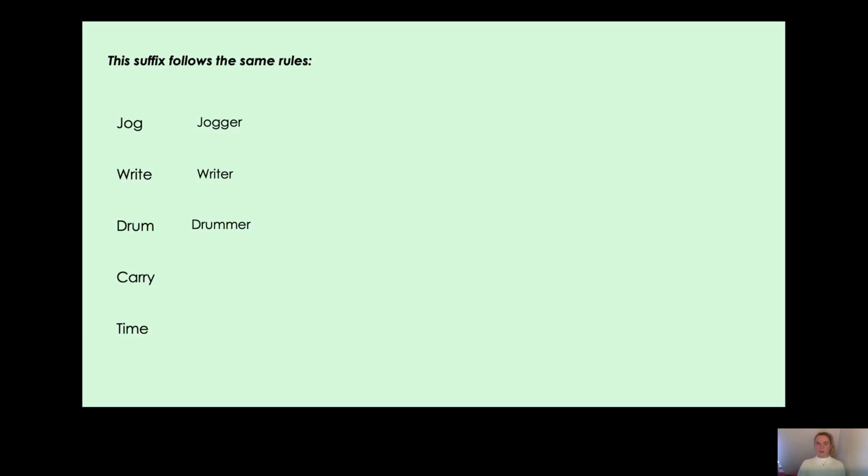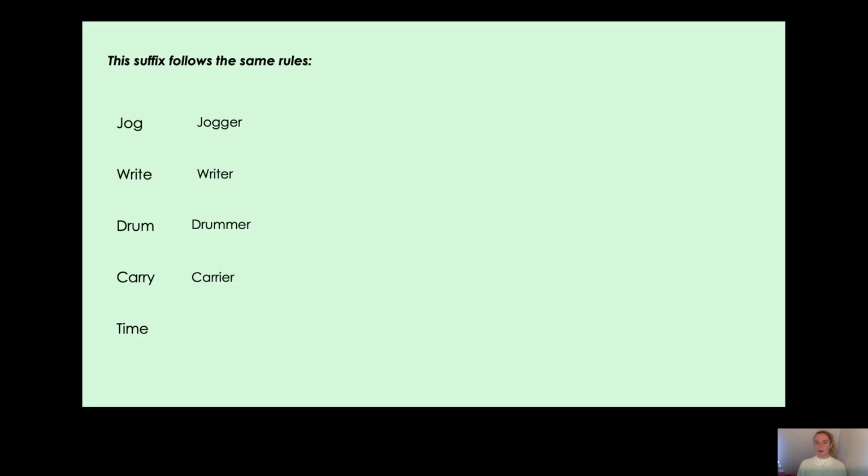There we go. Now carry, the verb carry, to carry something. Well, it ends in a Y, doesn't it? So what do we do if a word ends in a Y? Yes, we change the Y to an I before adding the suffix. So there you go, we've got carrier. We've changed the Y to an I and then added the suffix er, which is our noun, carrier.